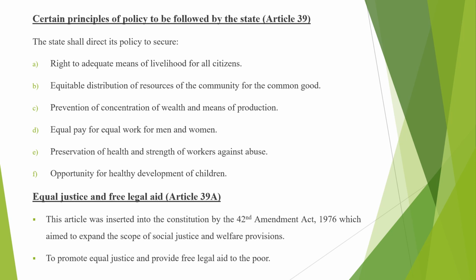This article says that it is the duty of the state to ensure that opportunities for securing justice are not denied to any citizen by reason of economic or other disabilities. This means, for example, if a person is poor and not able to hire an advocate for legal prosecution, then it is the duty of the state to provide an advocate to that person for securing justice.